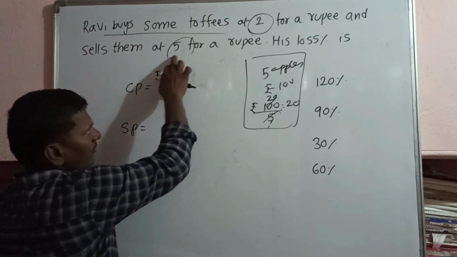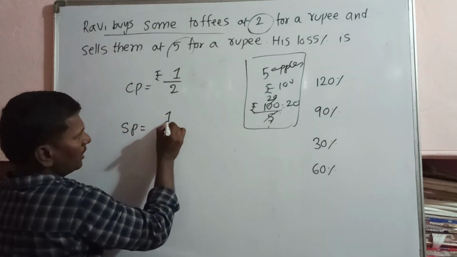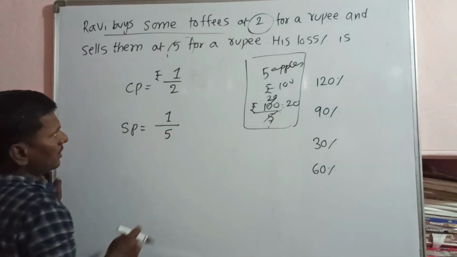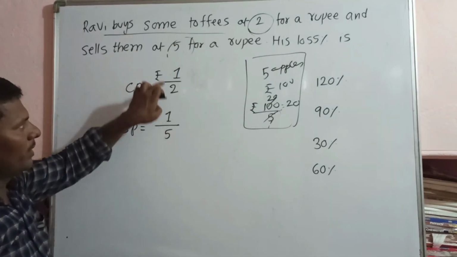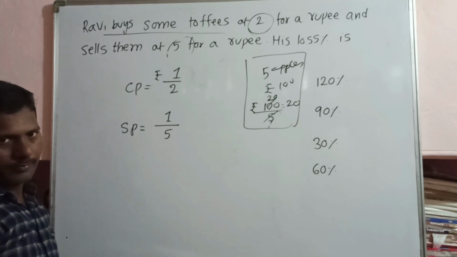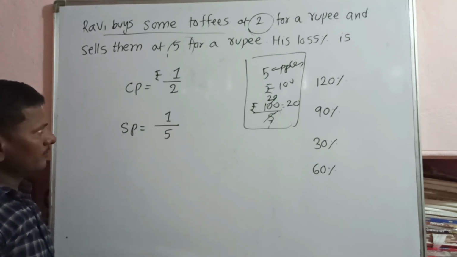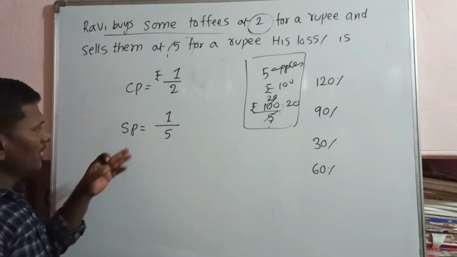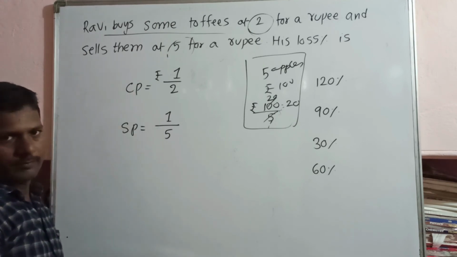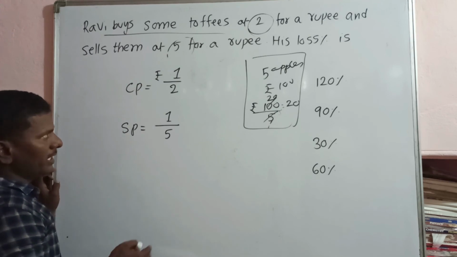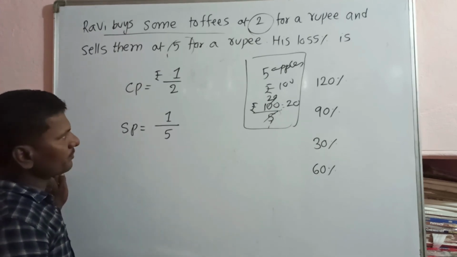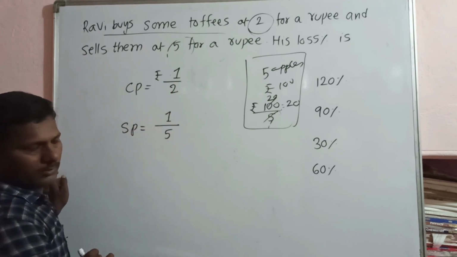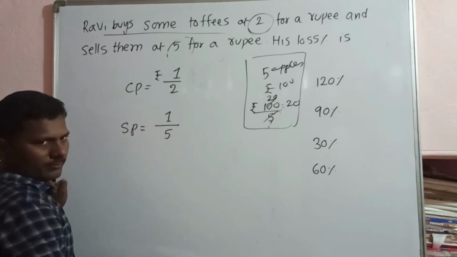Sells them at 5 for a rupee. So money is 1 rupee by number of toffees 5. So this gives us cost price 1 by 2, selling price is 1 by 5. Generally, we are given whole numbers. Here, cost price and selling price are in fractions. So we have to write in whole numbers form. For that, take LCM of 2 and 5. LCM of 2 and 5 is 10.